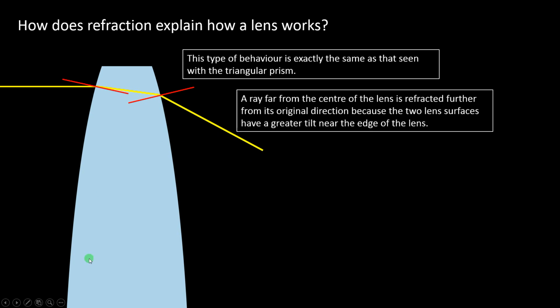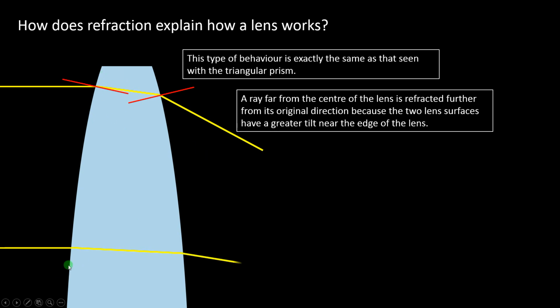Now the key thing here is that if the center of the lens is down off the bottom of the screen here, but very far from the center, the orientation, the direction that these two surfaces are in, are quite different from each other. They are tilted from being parallel. What that means is that the effect on the ray is greater. It will be refracted more because the surfaces are tilted more.